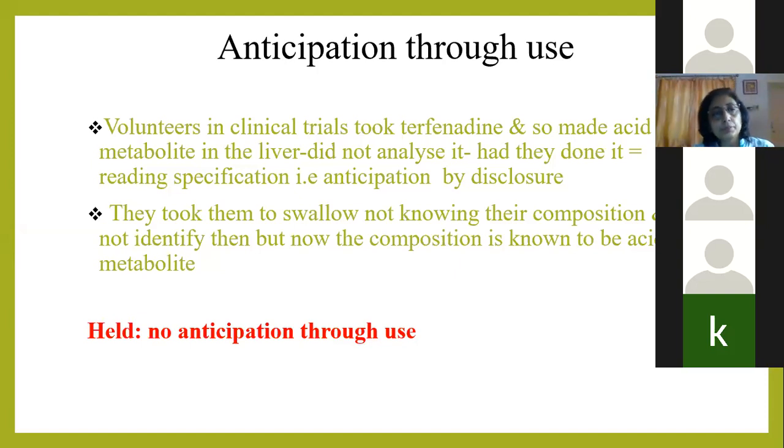So here the second patent was 11 years younger than the first patent. Now Norton said that within these 11 years the public had used it because they had ingested the drug. People have used terfenadine, they have ingested it, and accordingly they have used the acid metabolite of the drug, which is the matter of the second patent.